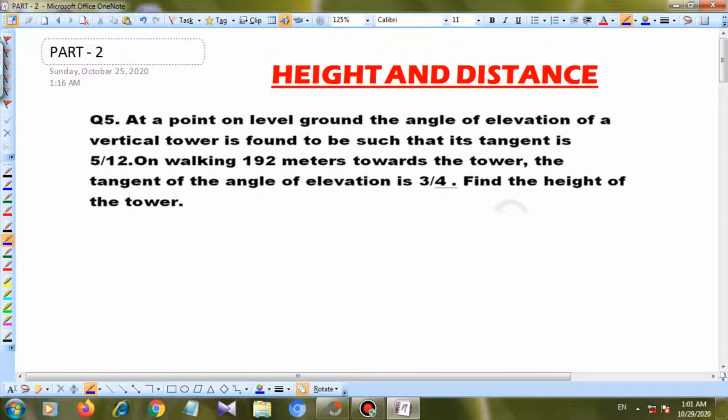In this question, at a point on level ground, the angle of elevation of a vertical tower is found to be such that its tangent is 5 by 12. On walking 192 meters towards the tower, the tangent of the angle of elevation becomes 3 by 4. Then find the height of the tower.